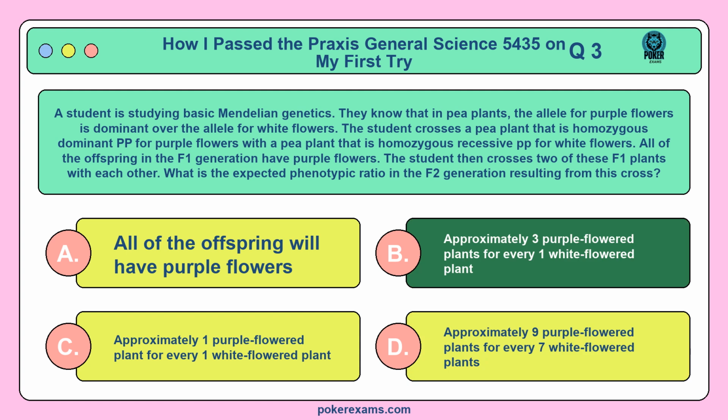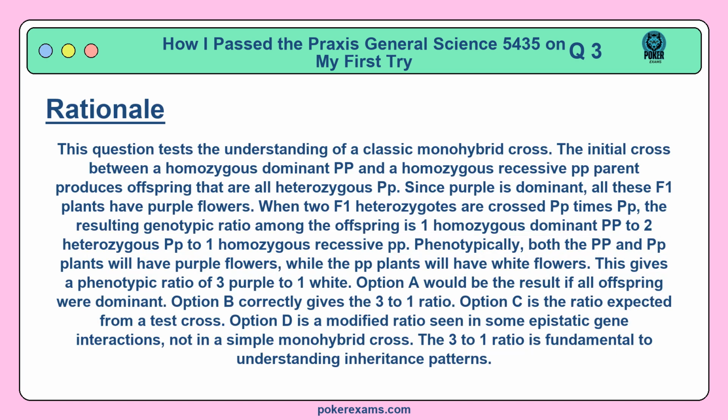The correct answer is B. This question tests the understanding of a classic monohybrid cross. The initial cross between a homozygous dominant PP and a homozygous recessive pp parent produces offspring that are all heterozygous Pp. Since purple is dominant, all these F1 plants have purple flowers.